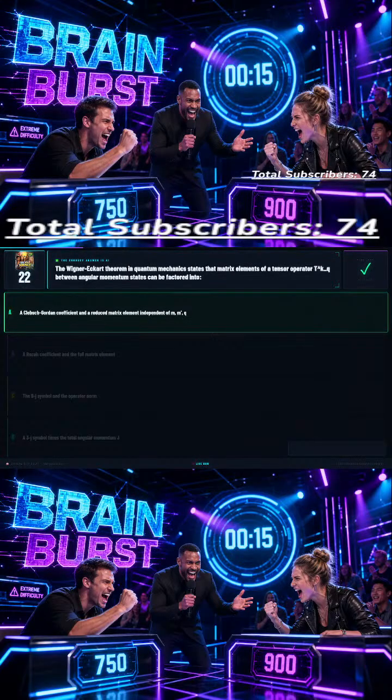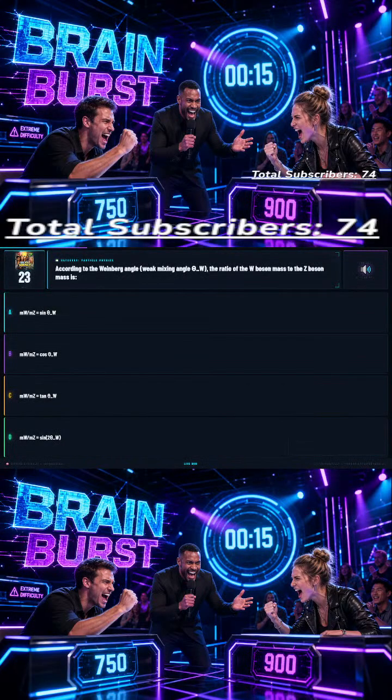Time's up. The correct answer is A, a Clebsch-Gordan coefficient and a reduced matrix element independent of M, Q. Question 23. According to the Weinberg angle, weak mixing angle θ_W, the ratio of the W boson mass to the Z boson mass is Option A, mW/mZ equals sin θ_W. Option B, mW/mZ equals cos θ_W. Option C, mW/mZ equals tan θ_W. Option D, mW/mZ equals sin 2θ_W.